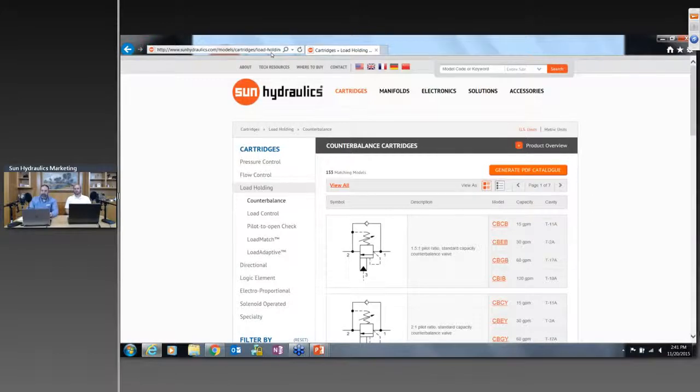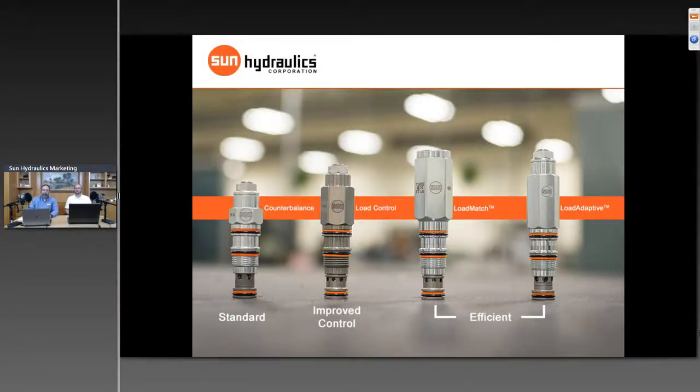Okay, next question came in. It says load adaptive varies the pilot ratio to increase efficiency, and I guess that's a question. So do the load adaptive valves vary the pilot ratio to increase efficiency? Yes, they do. So how do they do that? They do that based on monitoring the pilot pressure, whereas the load match valves are modulating the setting based on the load pressure. The load adaptive valves actually change the pilot ratio based on what the pilot pressure is doing.